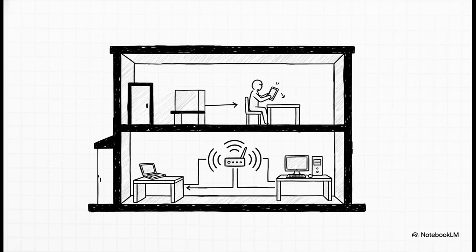Now let's zoom out a little bit to the LAN, the Local Area Network. This covers a bigger space, like a single building. Your home Wi-Fi network that connects your laptop, your TV, your phone, that's a perfect example of a LAN. Or think about all the computers in a school library or your office. They're all on a LAN together.